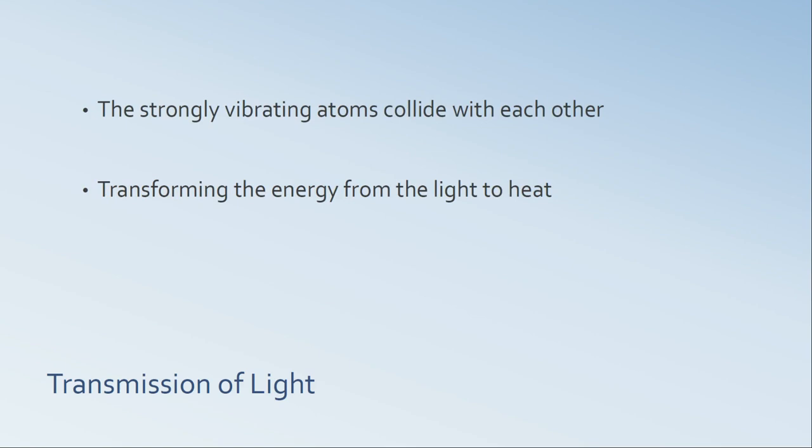These strongly vibrating atoms collide with each other, and as these atoms move and collide, they transform the energy from the ultraviolet light to heat. So when glass is exposed to ultraviolet light, it gets warmer.